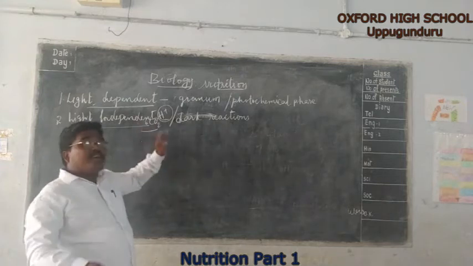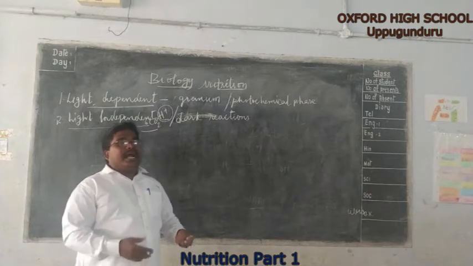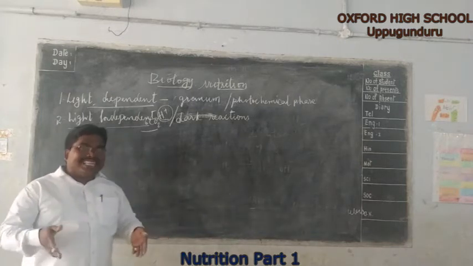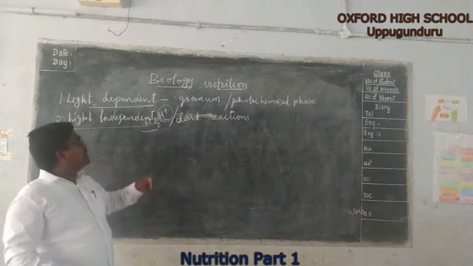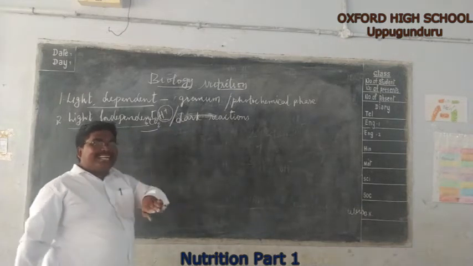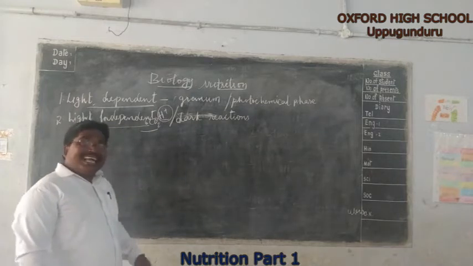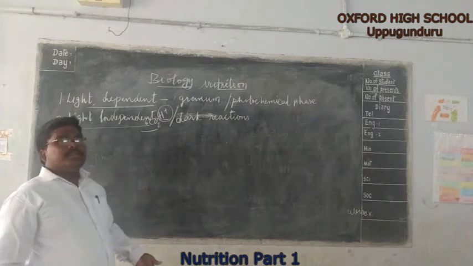The extension of phases may take place after the daytime in some plants, and in some plants it may take place even in the dark. Do you understand this? So the extension of the phases takes place after the daytime, or it may take place in the dark at night also in some plants.